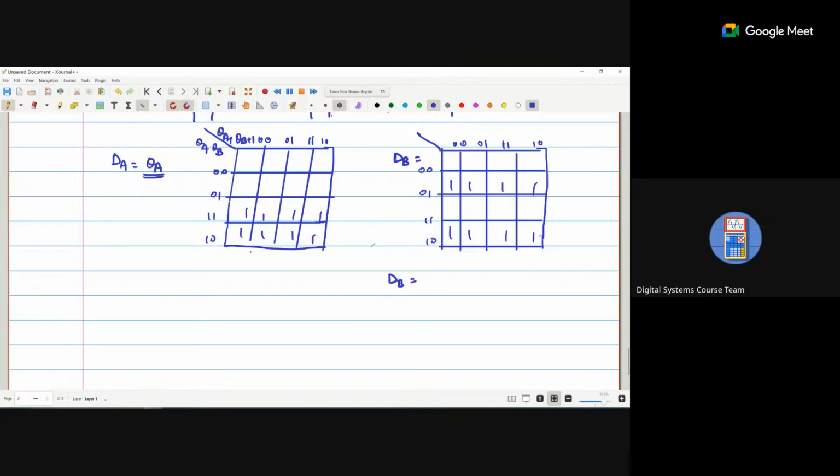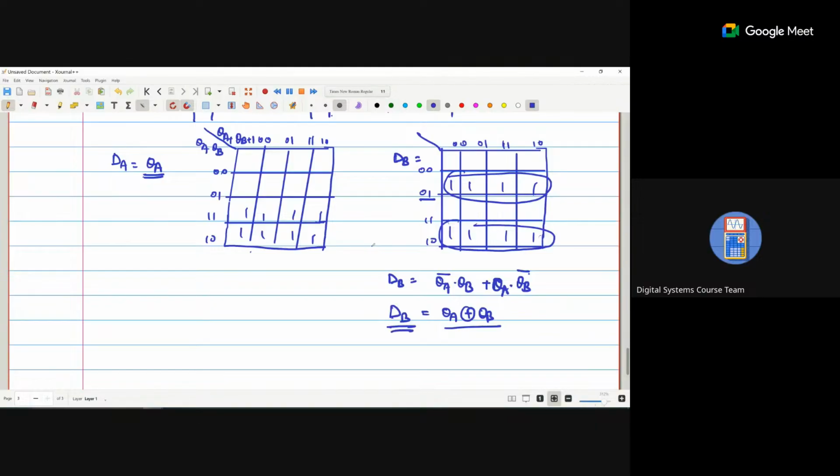Okay, for DB we have two groups. So DB is QA bar QB plus QA QB bar. Or we can say it is QA XOR with QB.